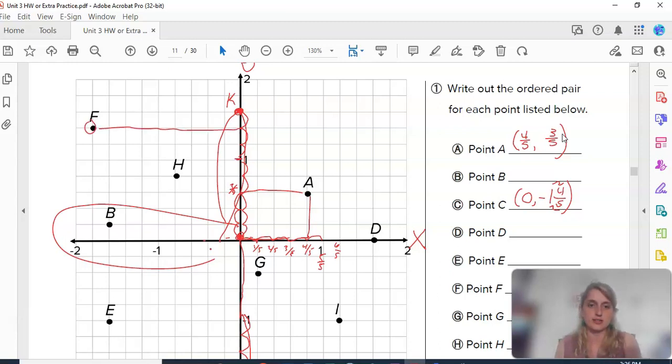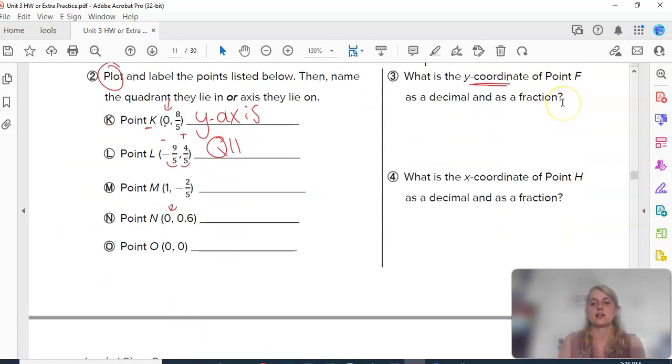It's going to be a positive. There's 1 and 1/5, 2/5. All right, 1 and 2/5. That's my mixed number. You could have given me an improper fraction. That's fine as well. Same deal for the point H, except that you're looking for the x-coordinate.